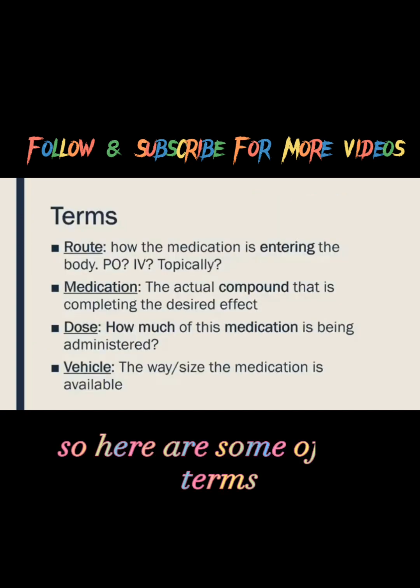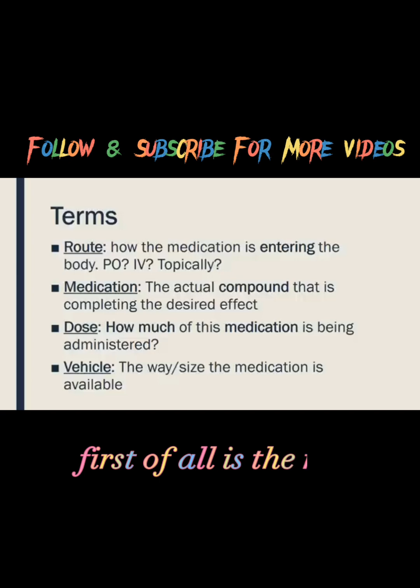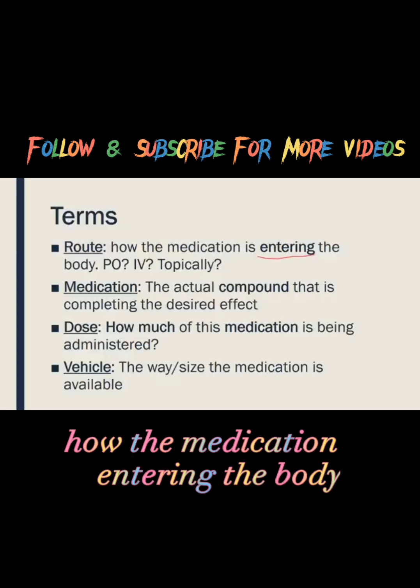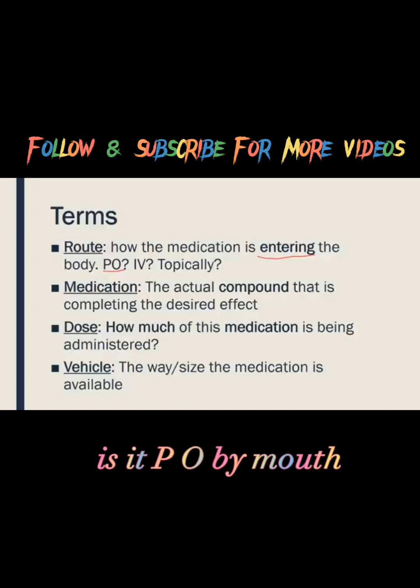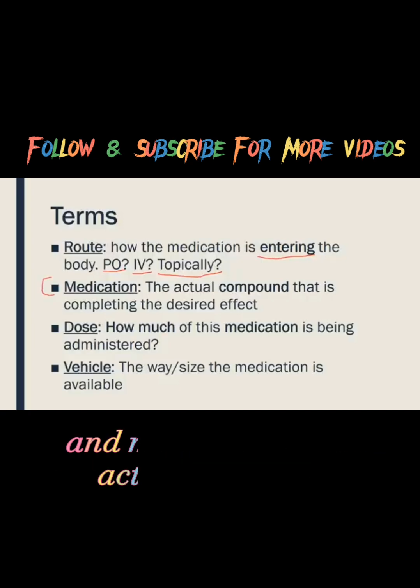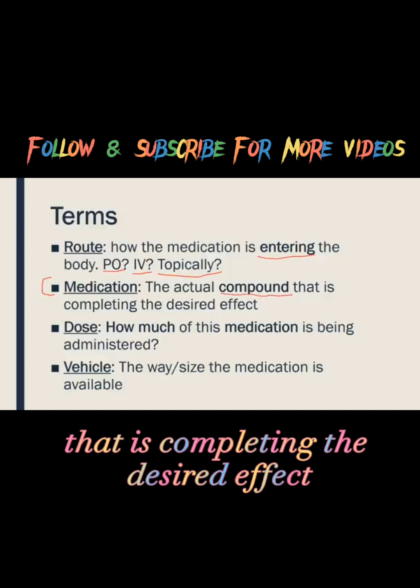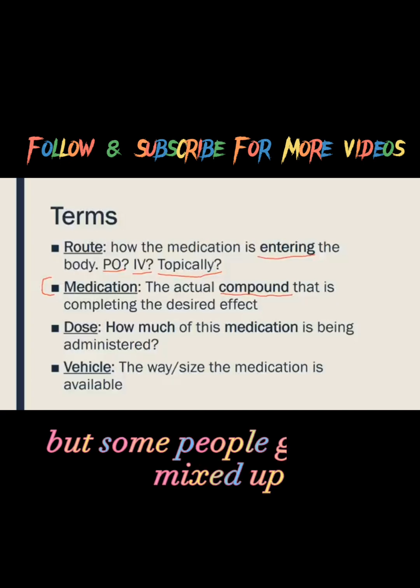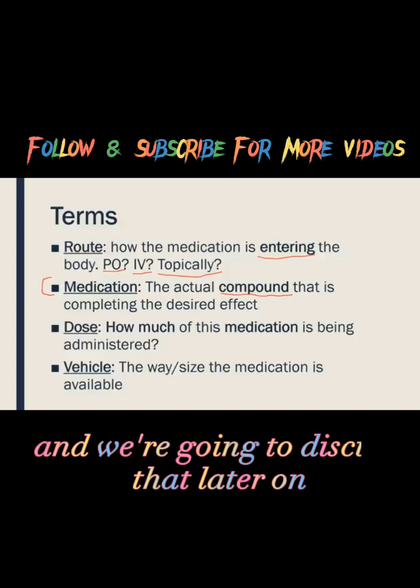So here are some of the terms. First of all is the route. The route is basically how the medication is entering the body. Is it PO, by mouth? Is it IV, or intravenous? Or is it topically, like putting Voltaren on a knee or something? The next word is medication. Medication is the actual compound that is completing the desired effect. It seems simple, but some people get that mixed up, and we're going to discuss that later on.